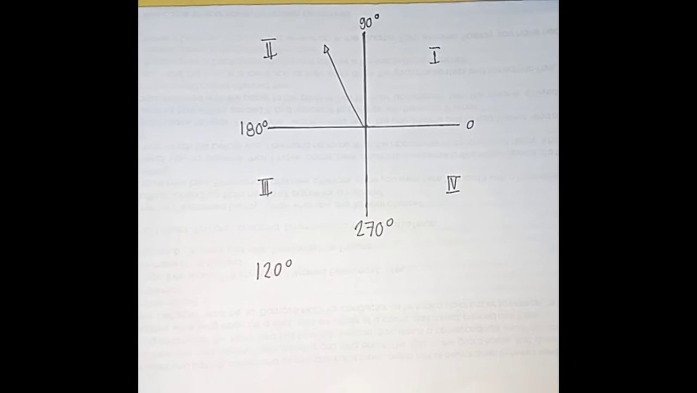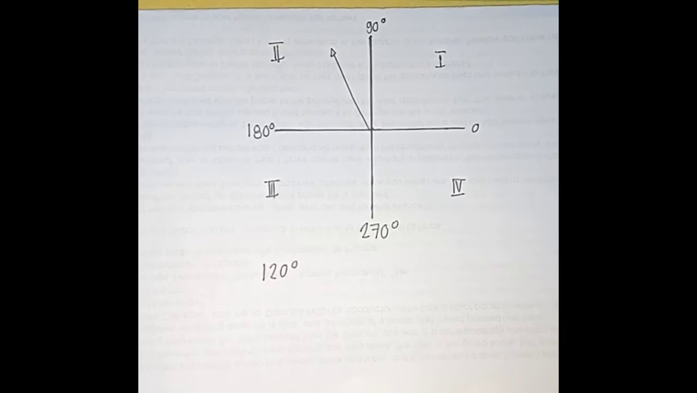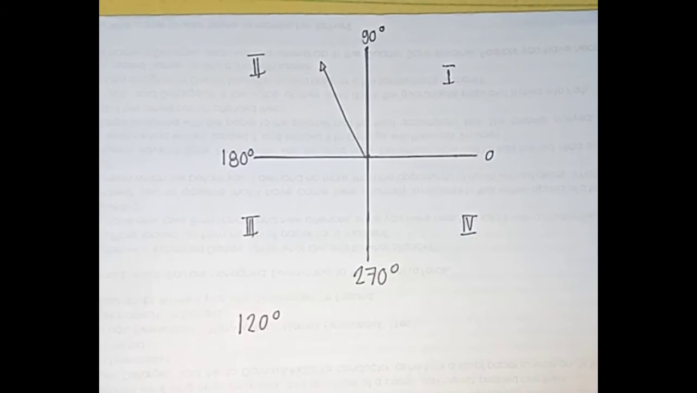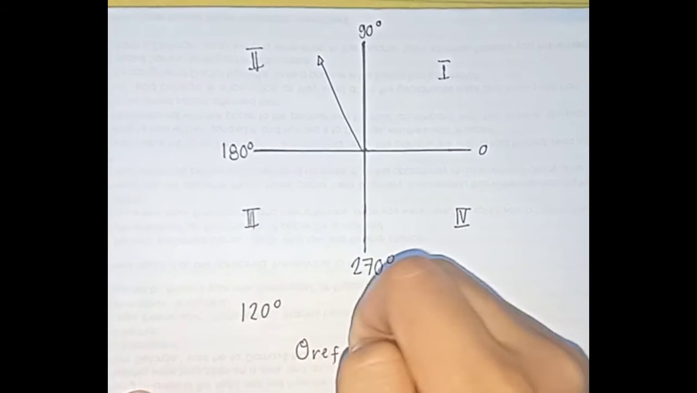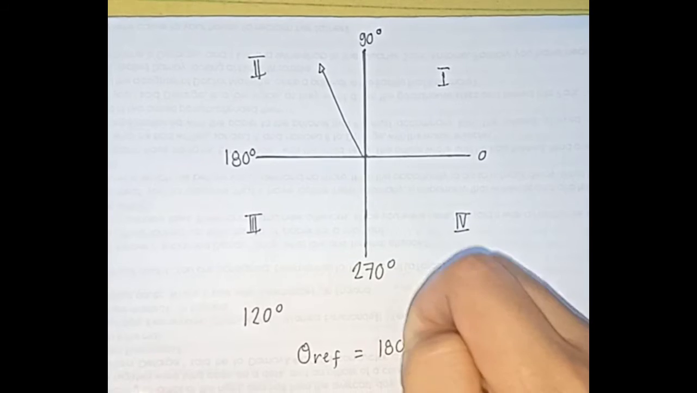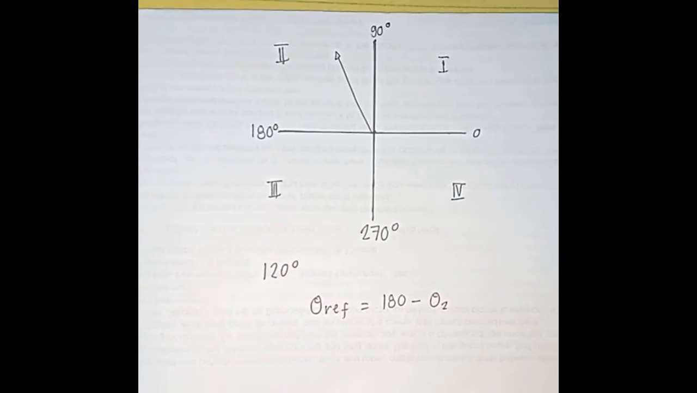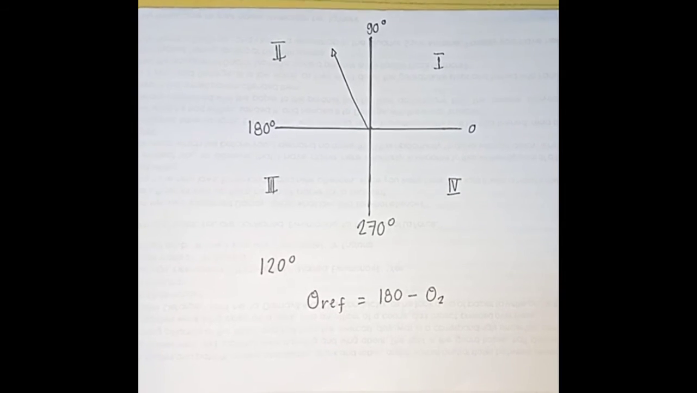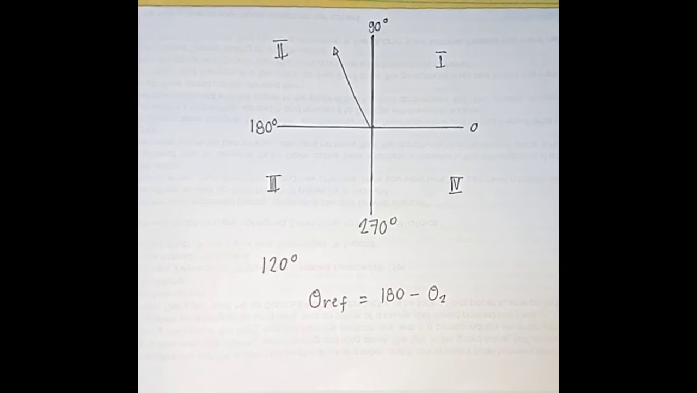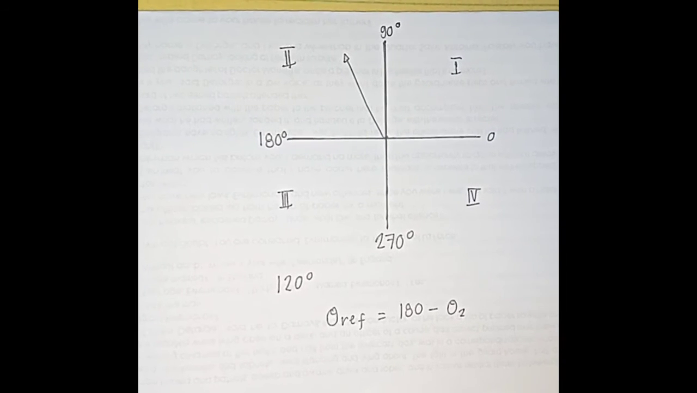Now, let's say you have an angle that's in quadrant 2, between 90 and 180. The reference angle is equal to 180 minus the angle in quadrant 2. So this is 120 degrees. The reference angle is the angle formed between the point of interest and the x-axis.